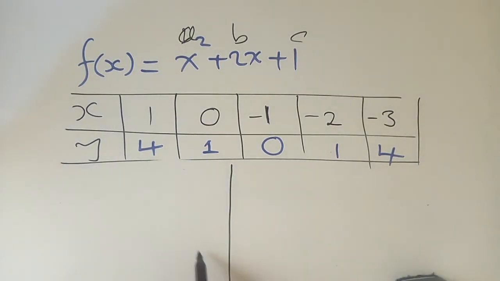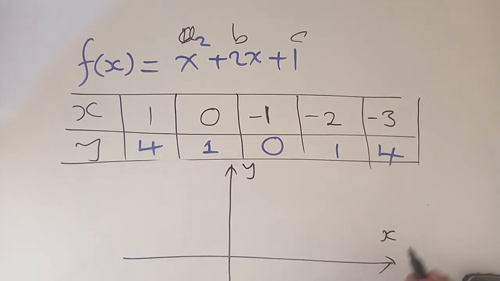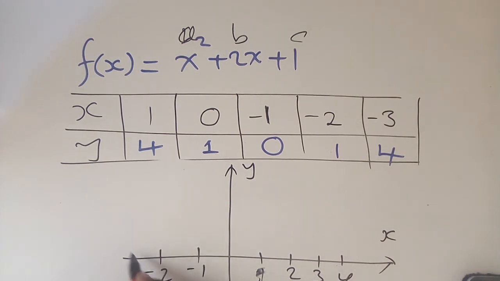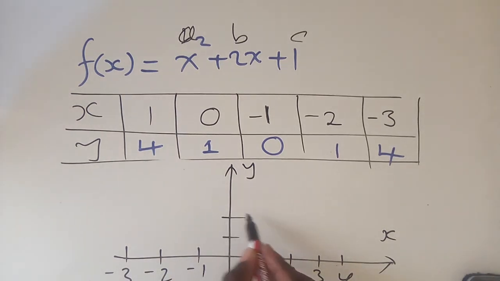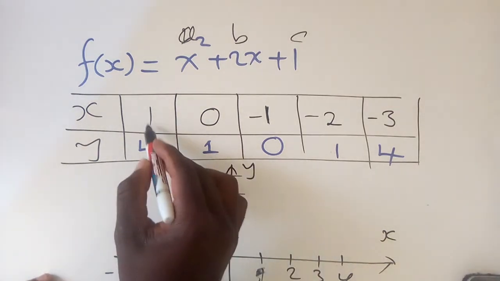You come up with your Cartesian plane like this. This is the y-axis and this is the x-axis. You say this is 1, 2, 3, 4. This is 1, 2, 3, and 4. This is -1, -2, up to -3. This is 1, 2, 3, 4. Okay, so now you can start plotting them.